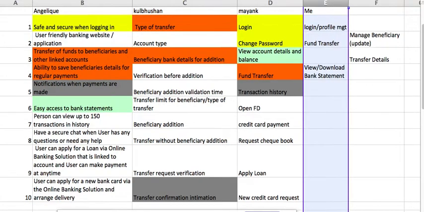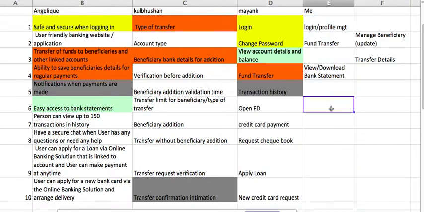Question? Now it should be basically free flowing, which I'm trying to do. Now here what you have mentioned, a person can view up to 150 transactions in history. So this is part of your transaction history, so you can either add it as a statement or transaction history. That's okay, so let's put that as transaction history.